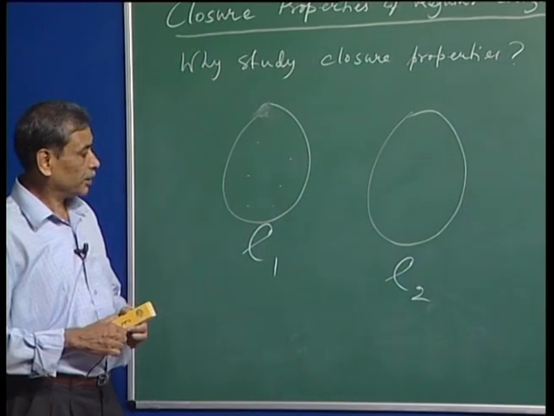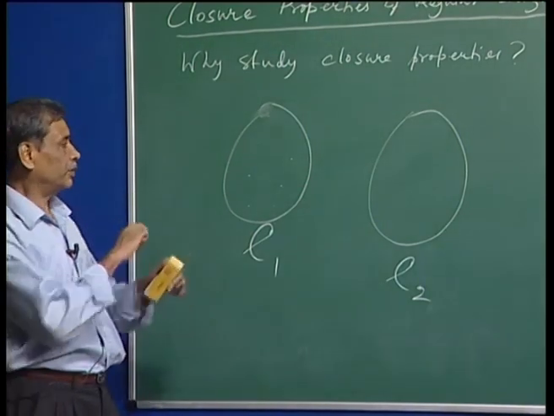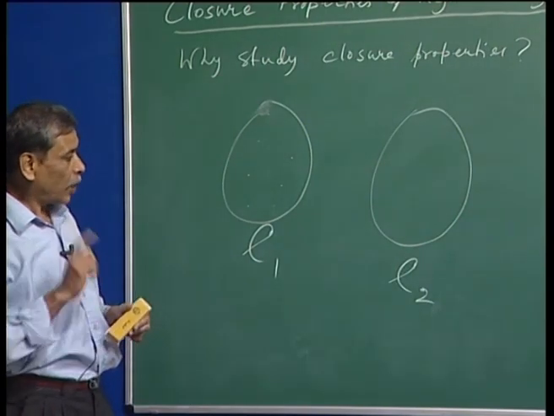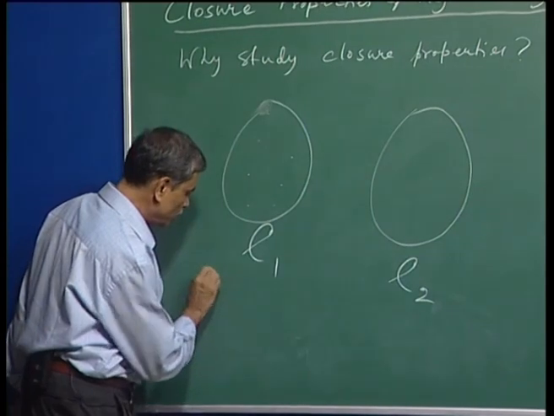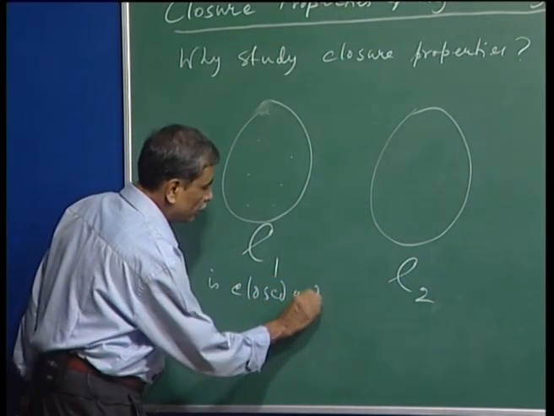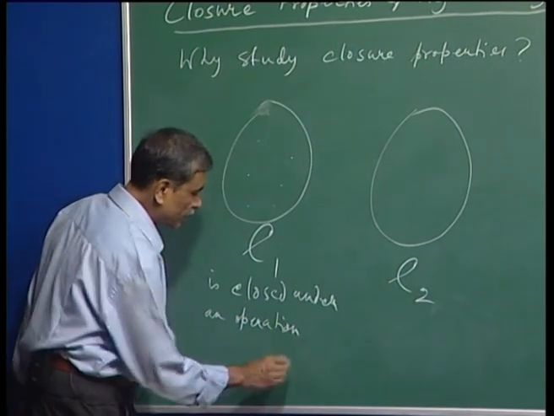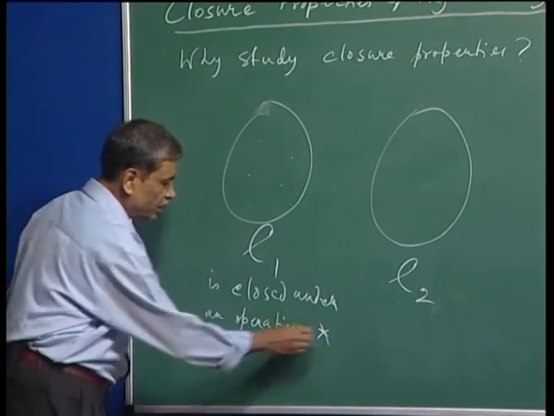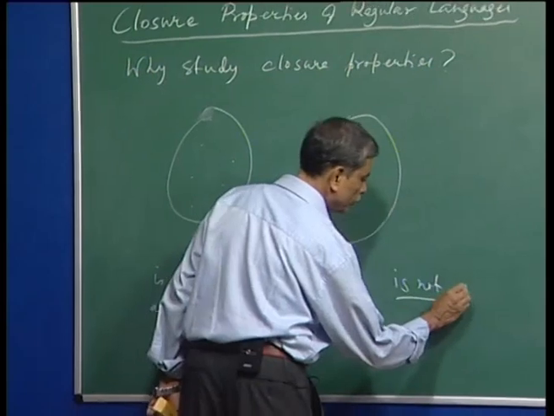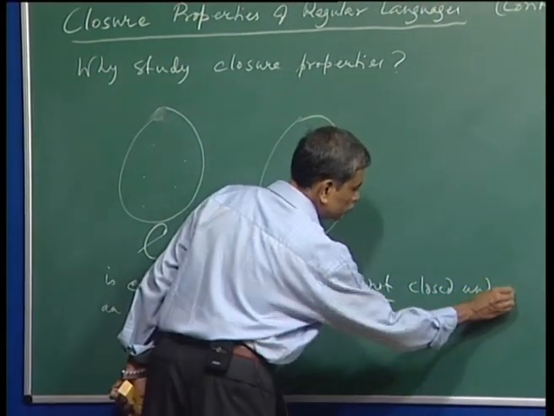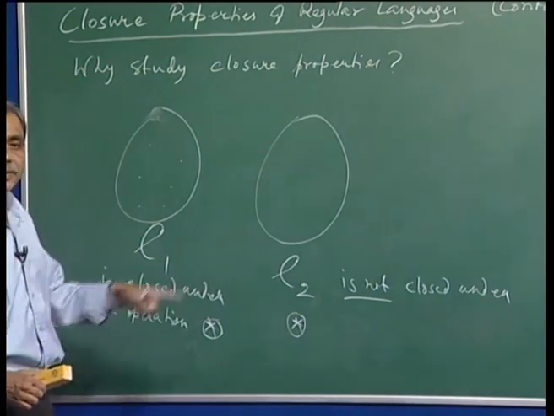Now, one big question is that these classes might have been defined in some manner, and we would like to know whether these two classes are the same or not. One way of proving that they are not the same is to show that C1 is closed under an operation, and C2 is not closed under the same operation. Then immediately the two classes could not be identical.